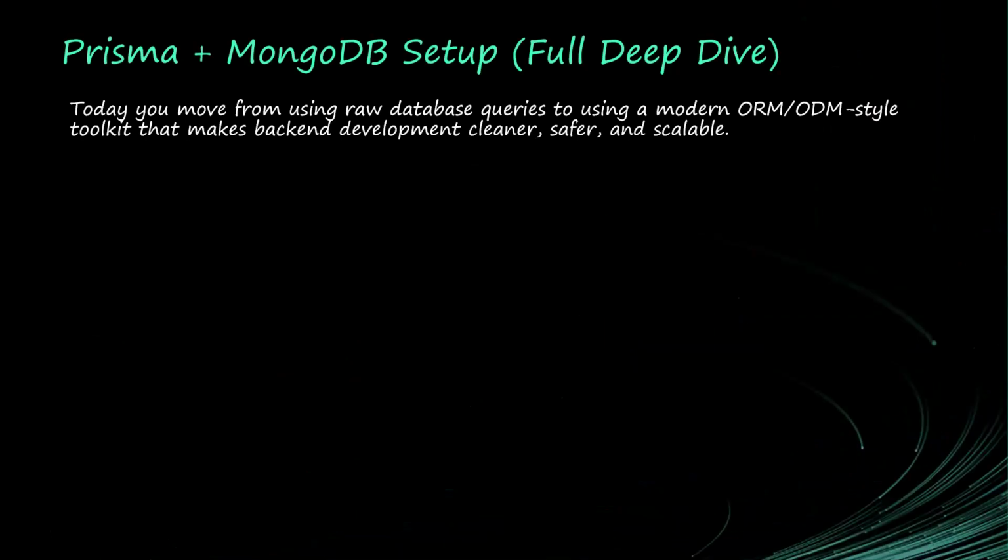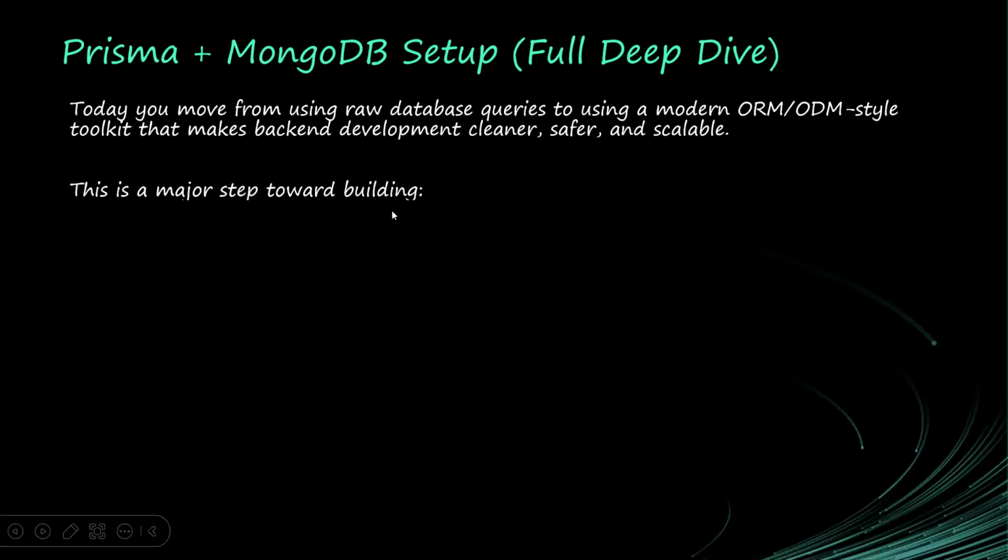So today, you are going to move from using raw database queries to using a modern ORM. Prisma is an ORM toolkit that makes backend development cleaner, safer, and scalable. So, object relational mapping. With Prisma, everything that we do will now look like objects. Okay, so in the last class we were writing raw database queries, but with Prisma, it's going to be different.